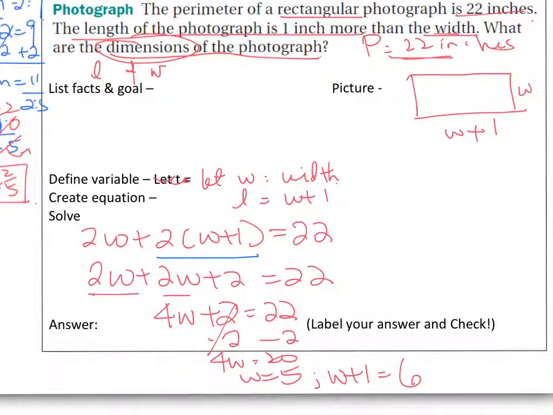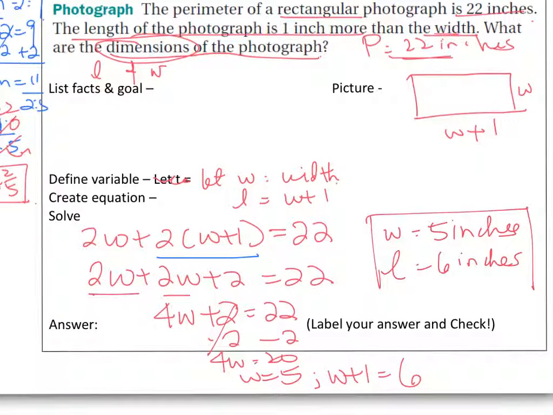And the answer will be width equals 5 inches, length equals 6 inches. Okay, and that concludes our lesson.